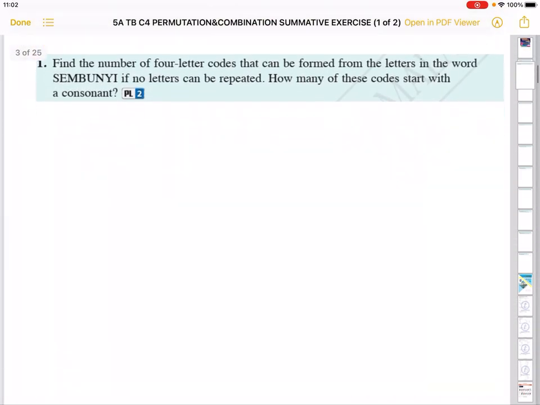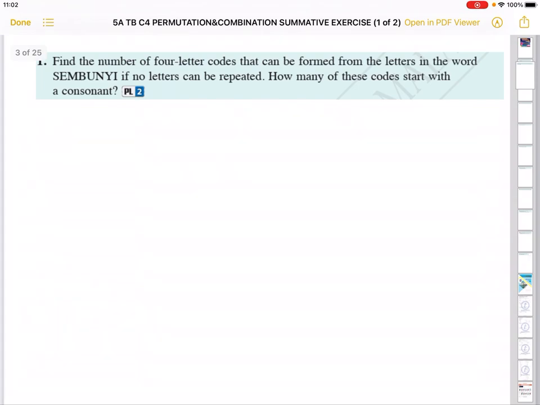Now, the first question on this summative exercise is this. Find the number of 4-letter codes that can be formed from the letters in the word sembunyi if no letters can be repeated, and how many of these codes start with a consonant. Okay, when we say no letters can be repeated, it means we have to use a standard permutation method. Now you can either draw 4 boxes.